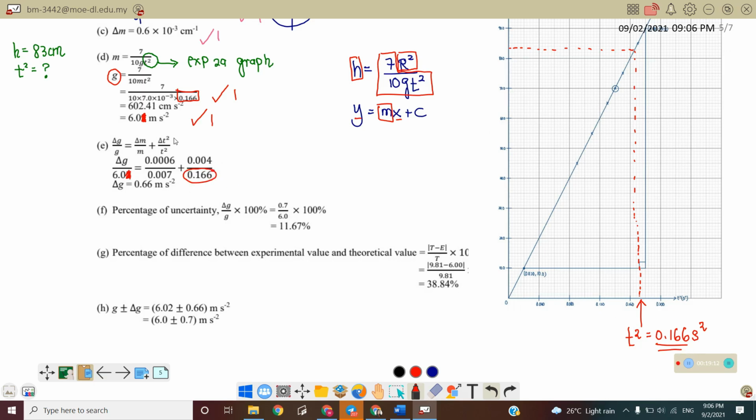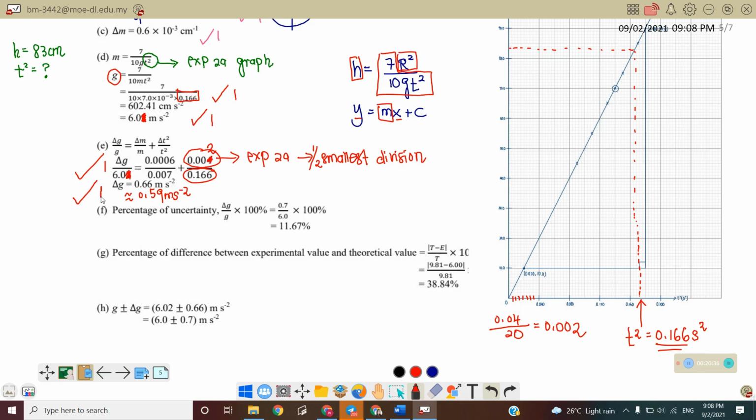How about delta t square? Delta t square also we must find from experiment 2a. We take half of the smallest division, meaning that 0.04 here. So 0.04 over 0.02. Here actually it's not 4, it's 0.02. The answer is 0.59 meter per second square. Again, if you substitute correctly, you'll get 1 mark. And then the final answer, if you calculate correctly, you will get another 1 mark.